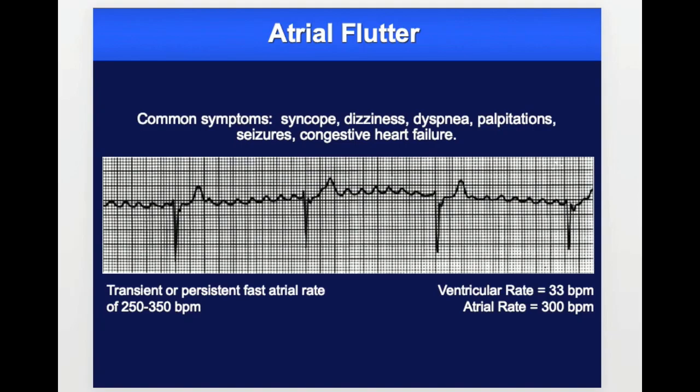You can see in this tracing, the atrial rate, that is between the P waves, is more than 300 beats per minute, and the ventricular rate is fixed at 33 beats per minute.